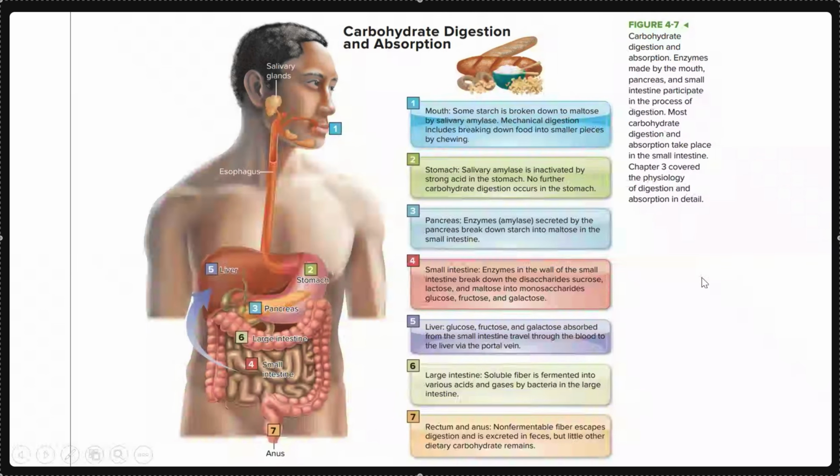So let's talk about the digestion and absorption of fats. So in your mouth, that's where digestion begins. And in the mouth, there are a few carbohydrates that are digested. An example, the starch in your mouth.